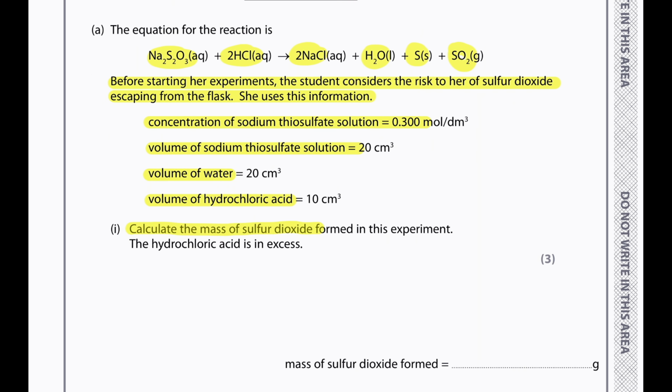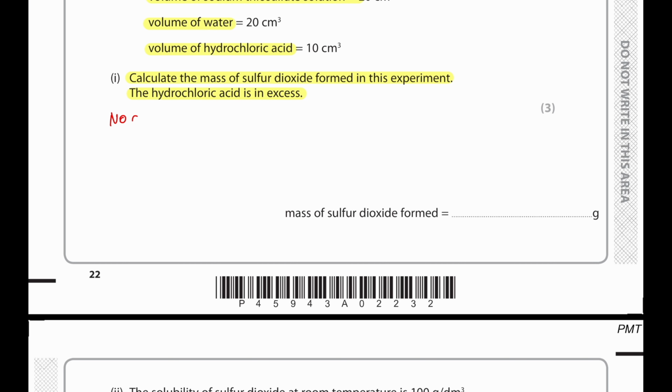Calculate the mass of sulfur dioxide formed in this experiment. The hydrochloric acid is in excess. In order to calculate the number of moles of sulfur dioxide, first of all, we'll have to find out the number of moles of sodium thiosulfate. Here the concentration is given as 0.3 mol per dm³, which will be multiplied by the volume, which is 20 divided by 1000, because the 20 is given in cm³. Then we will find the number of moles, which is 0.006 mole.